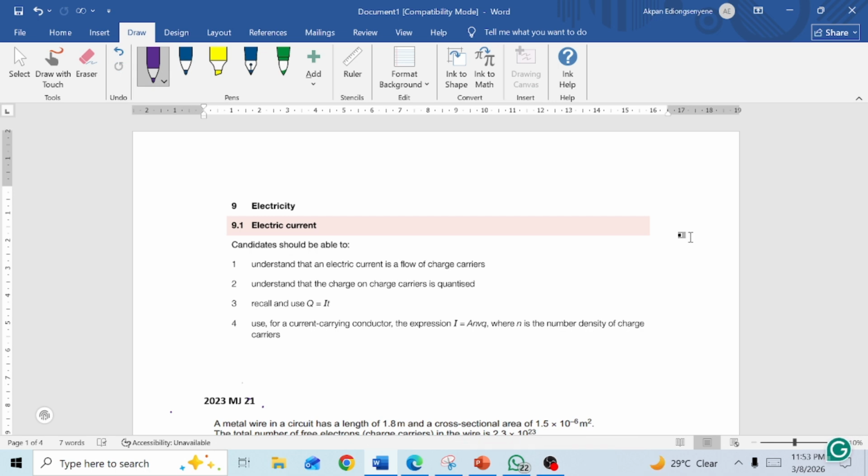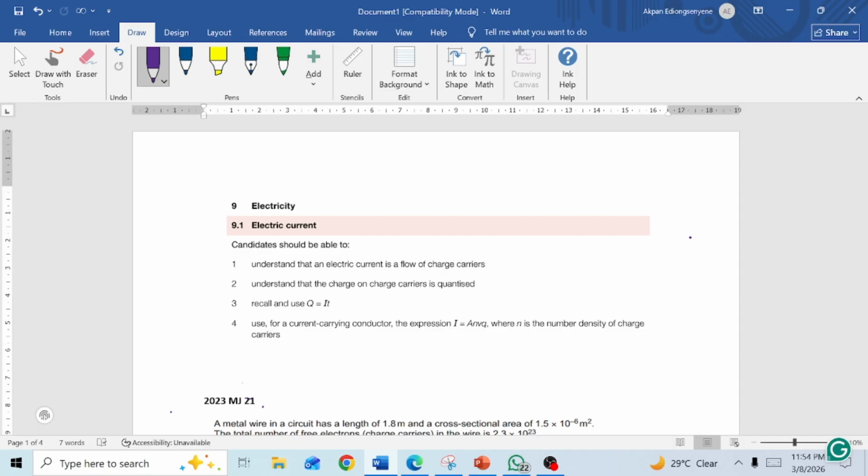Today we want to look at electricity. I decided to break this down so that it can help every student. Are you one of those struggling with electricity? Well, I'm here to help you. I'm here to support you to ensure that you get it right.